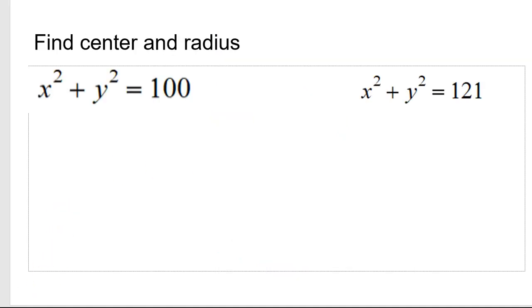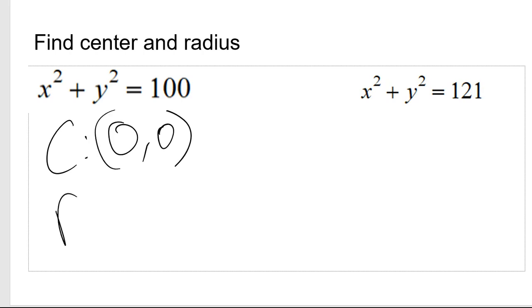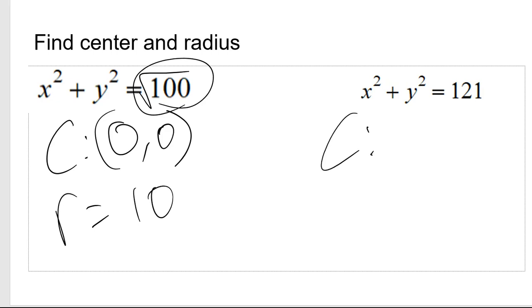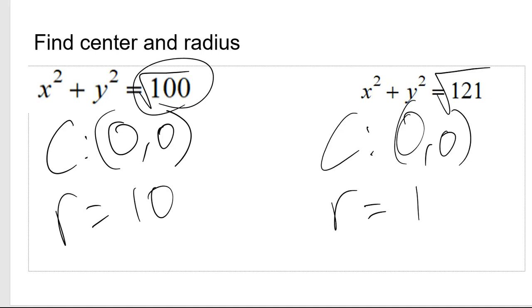Alright, so find the center and radius. This looks a little different, it has no parentheses. When there's nothing next to the x, guys, your center is simply 0, 0. That's if there's no parentheses. Your radius is the square root of this number, so that's 10. Over here, once again, if there's no parentheses, this is 0, 0. Once again, take the square root, and that's going to be 11.